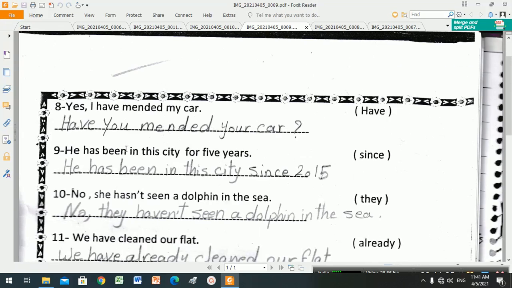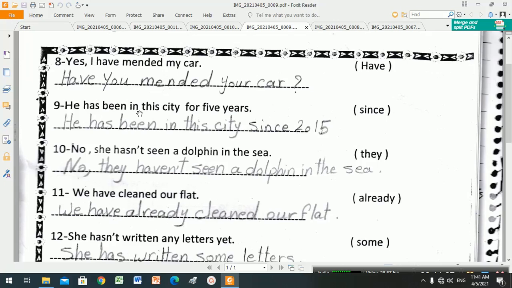You. Number 9. He has been in the city for 5 years, and between brackets, since. And what comes with since? The specific time. So we will write he has been in this city. We will not change anything here, and we will remove for and put since instead of it. Since what? Here 5 years, so we can say 2015.